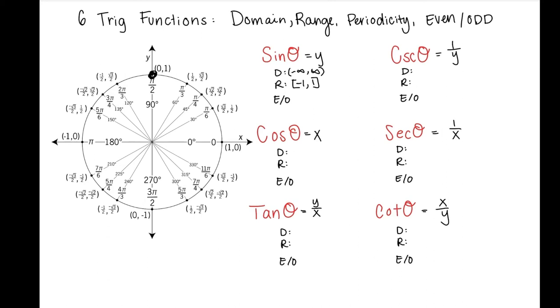Okay. When I look at cosine, I find the same pattern happening. My cosine, there's always an x value for all of these. And my range, my lowest x value is -1 and my highest x value is +1. So my domain and range are the same here.